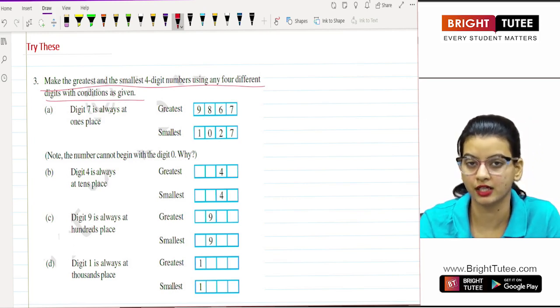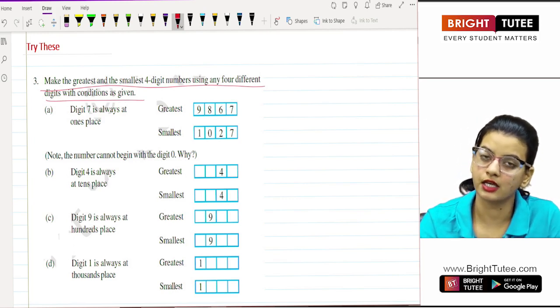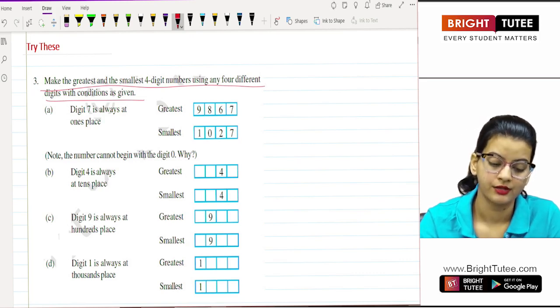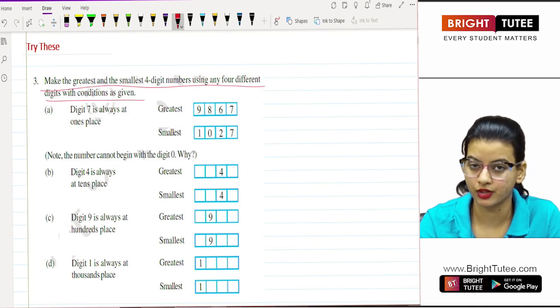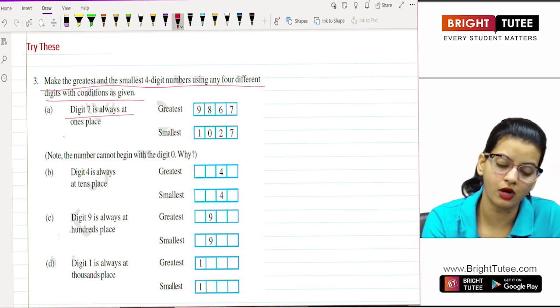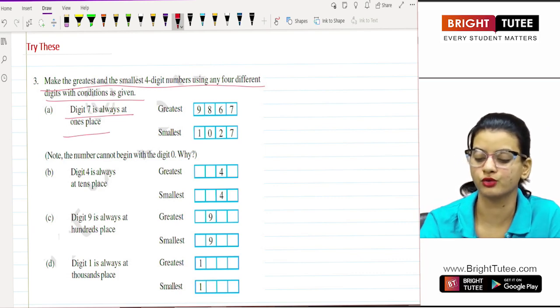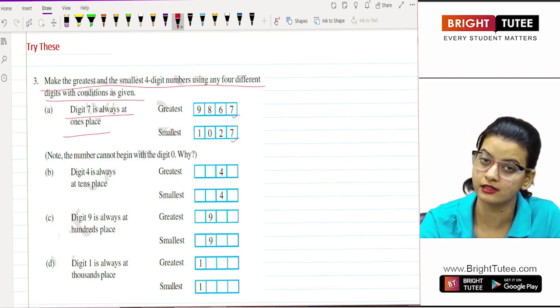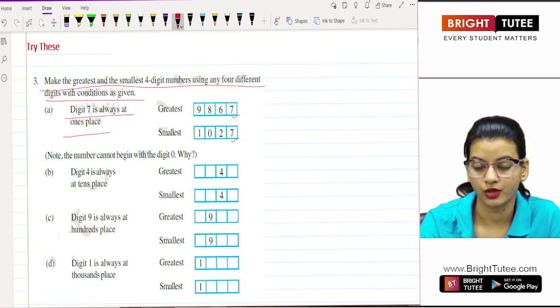So here we have a condition given. So using this condition, we have to make the greatest and the smallest 4-digit numbers. Okay. So the first example is done for us. So we'll see in the first example. Digit 7 is always at ones place. So what we have to do is use digit 7 in the ones place and then make the greatest 4-digit number and the smallest 4-digit number.